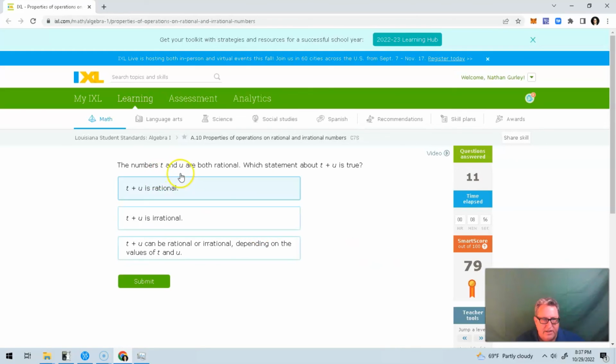The numbers t and u are both rational. The sum of two rationals is rational. And let's go with that.